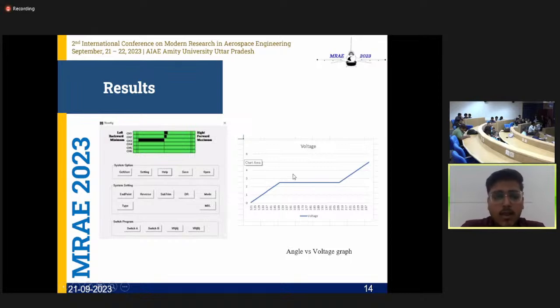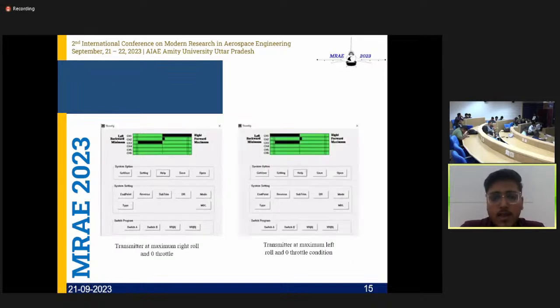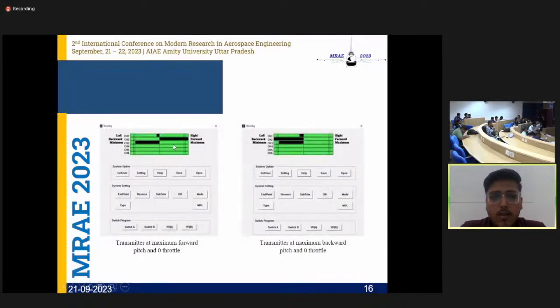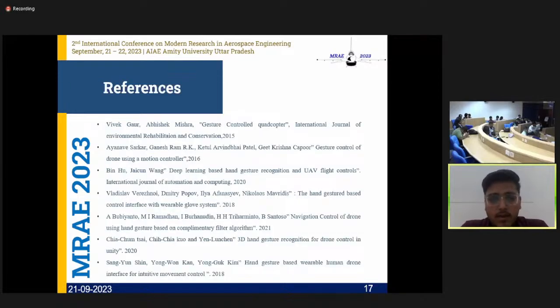So as you can see over here, the RC is located at the centroid point, where the throttle is minimum. And here, if the voltage is increasing, you can see the throttle is moving towards the right. And here you can see it's moving towards the left if the voltage is dropping. Similarly, for the forward and backward motion, if the angle of the hand is increasing, it's moving forward, and if the angle of the hand is decreasing, it's moving backwards. So these were the references that we have taken for all the papers, and thank you.